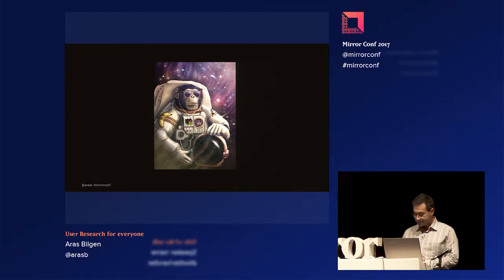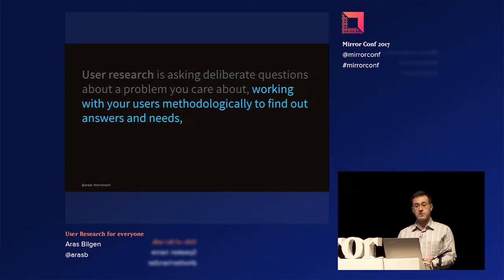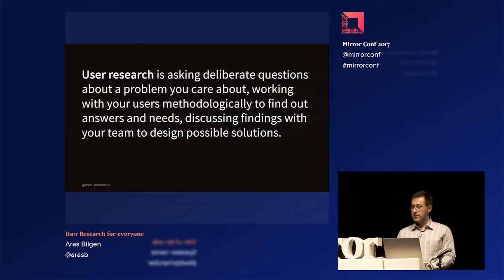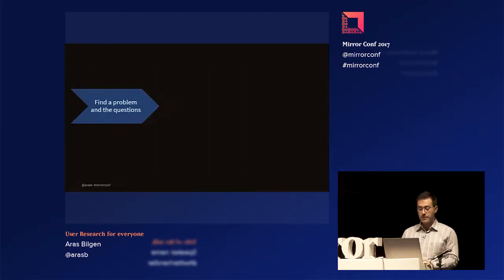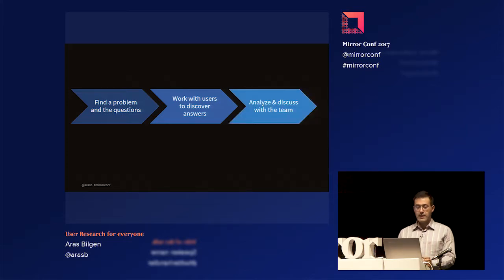Today we're going to talk about user research, and as big as it sounds, it's actually very simple. User research is simply asking deliberate questions about a problem that you care about, then working with your users methodologically to get to their needs and to the answers, and then discussing it with your team to come up with possible design solutions. You can do that in really 3 simple steps. The first one is finding a problem and finding the questions. The second one is working with your users to get the answers to those questions, and then analyzing and discussing with the team.